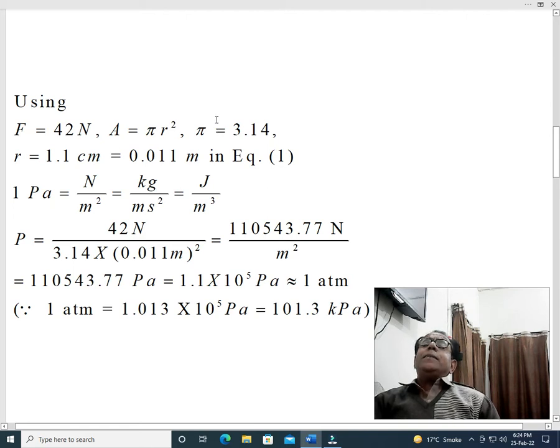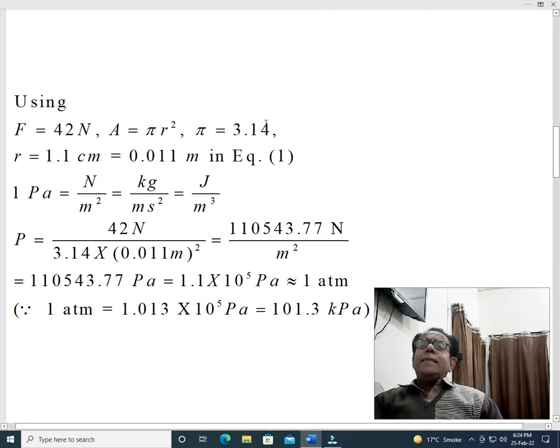Pi, that is 22 by 7, is equal to 3.14. We have previously mentioned many times that the decimal representation of pi is non-repeating, non-terminating, it goes endlessly.